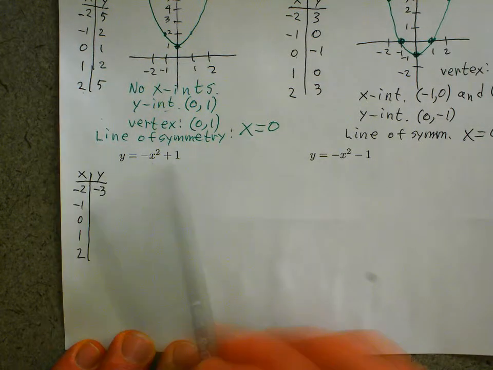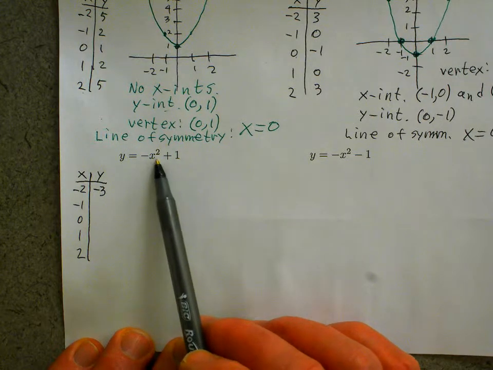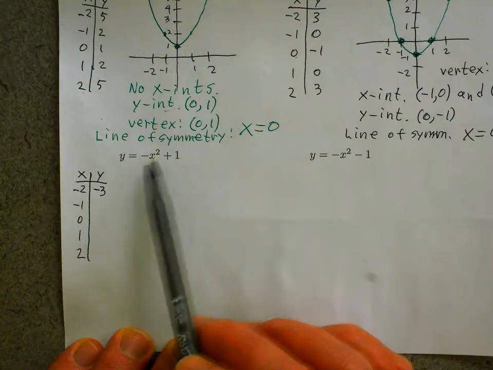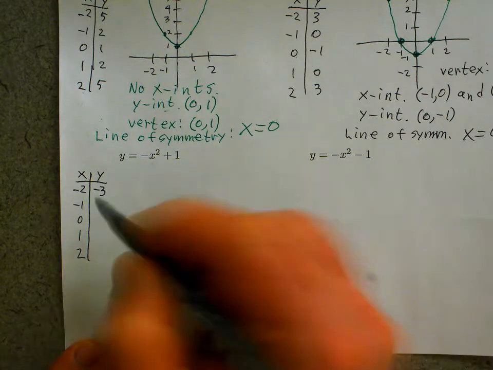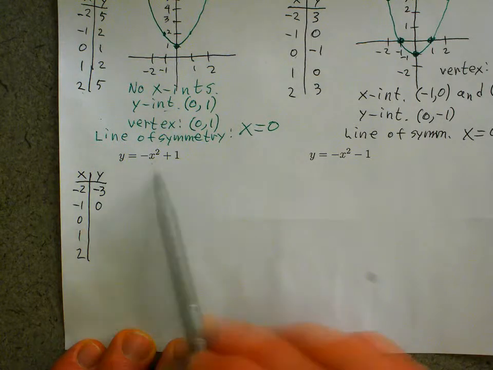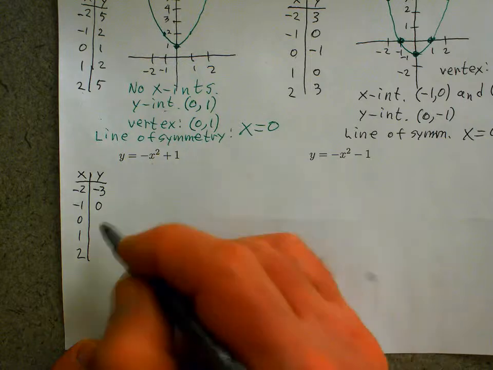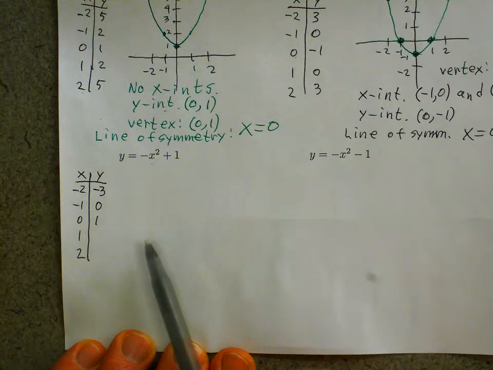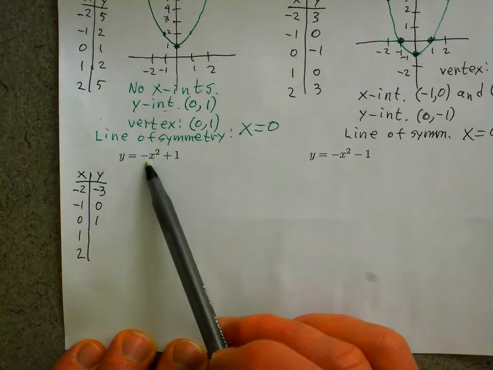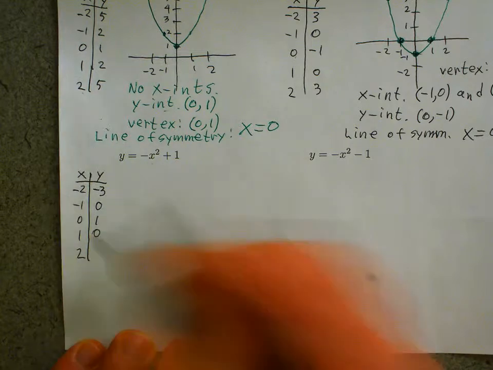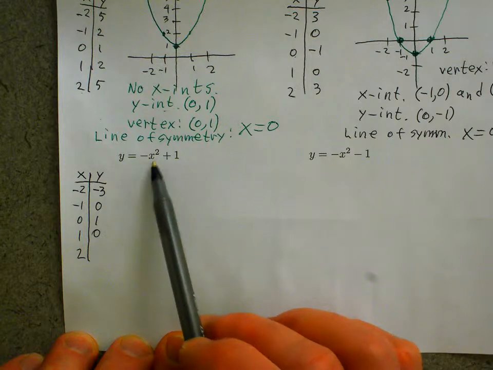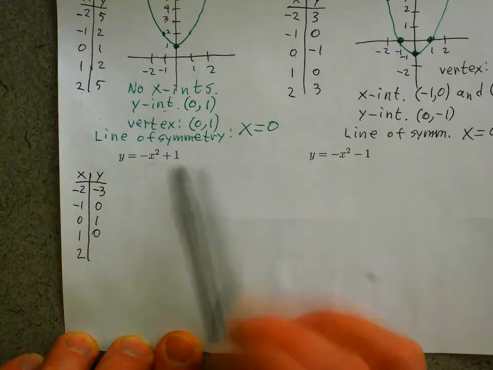When x is -1, first square -1, which is 1, then take the negative of 1, which is -1. -1 plus 1 is 0. When x is 0, negative 0 squared is 0. 0 plus 1 is 1. When x is positive 1, negative 1 squared is -1. -1 plus 1 is 0. When x is 2, the negative of 2 squared is -4. -4 plus 1 is -3.